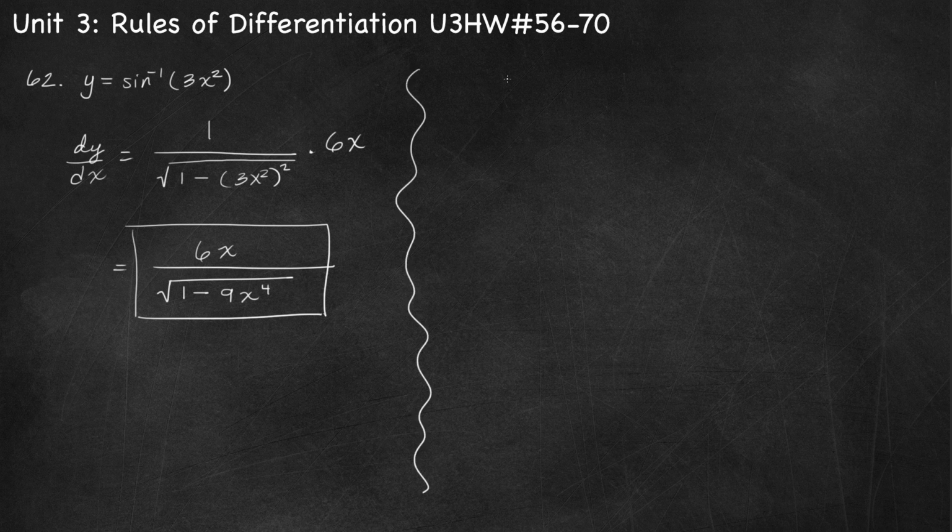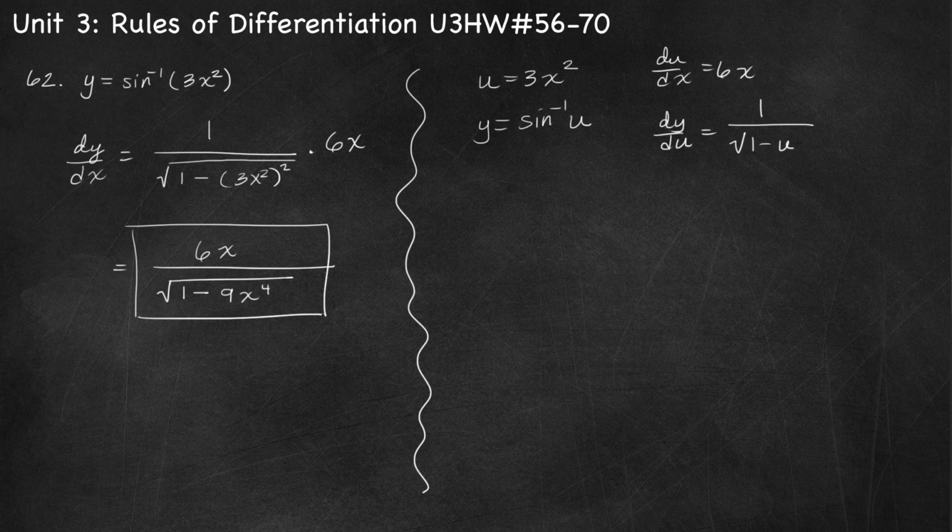If we want to work it out the long way, our inside function, u equals 3x squared. Then our outside function, y equals sine inverse of u. We take each of these derivatives, so du dx equals 6x. Then dy du equals 1 over the square root of 1 minus u squared. Since u is 3x squared, that gives 1 over the square root of 1 minus 9x to the 4th. And then we multiply these two derivatives together, and we'll get the same result we had on the left.